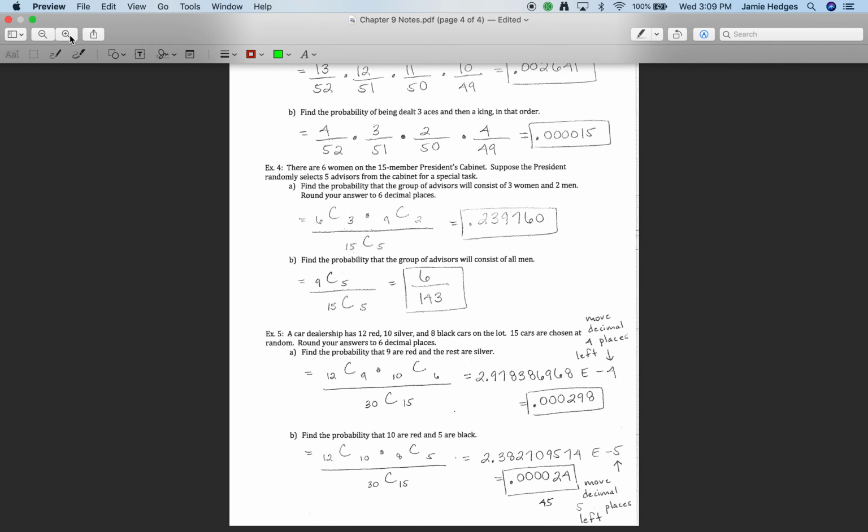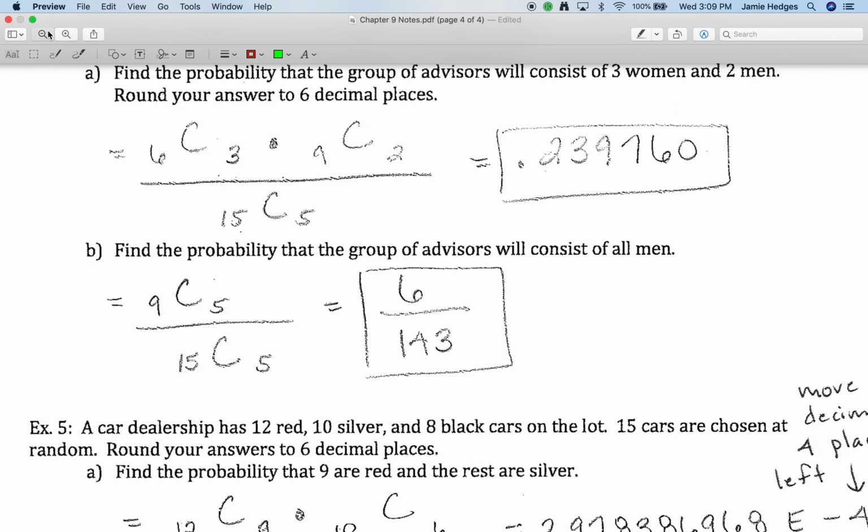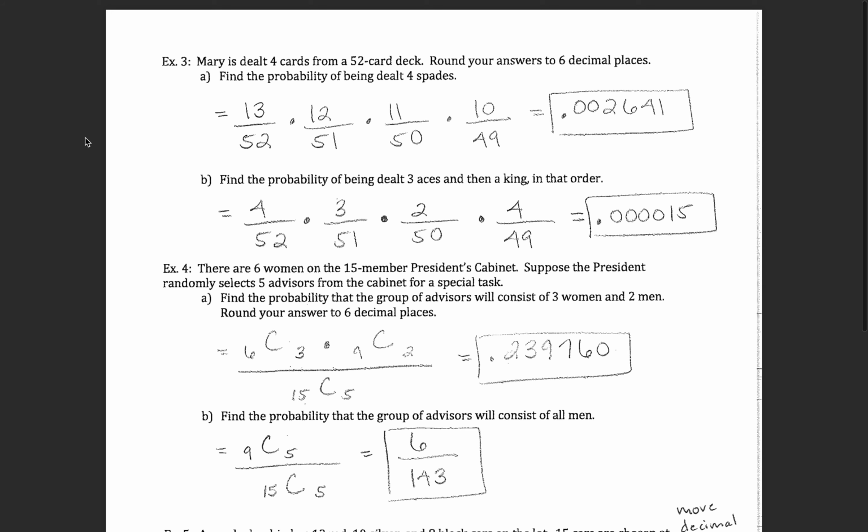All right, the last problems in this chapter. These can be a little bit trickier because we're going to be doing more cards. So now, instead of doing 2 cards, Mary is dealt 4 cards from a 52 card deck. This time we're told to round our answers to 6 decimal places. So you might see some scientific notation on these too. Just be careful, we don't want a fraction answer, we want a decimal.